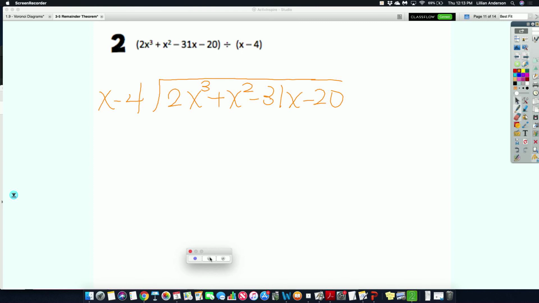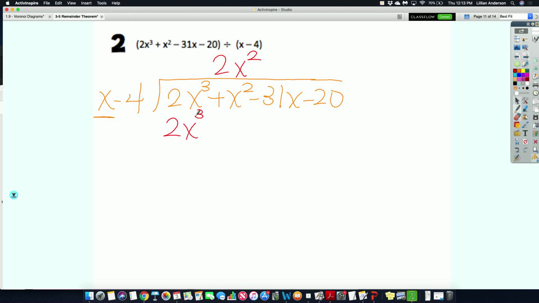So, we start again. X times what gives us a 2x to the third? A 2x squared. Okay? So then I take that red 2x squared and multiply by the entire divisor. 2x squared times x, 2x cubed. And 2x squared times a negative 4. At this point, we have to what? Change our signs. So this is going to become a negative 2x squared, and this is going to become a positive 8x squared.